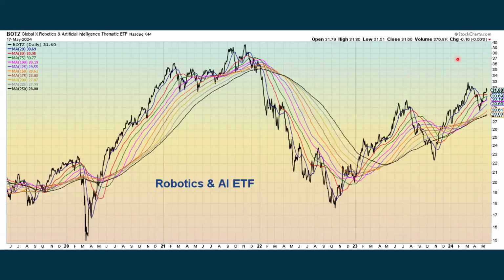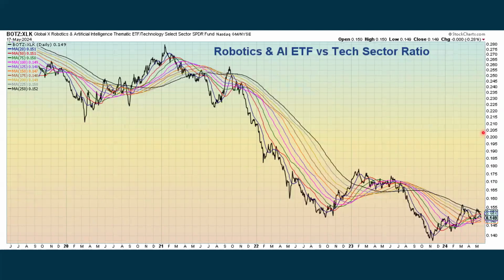Robotics and AI, this has been all the rage now. We're finally seeing some strength over the past week. There's going to be a new version of ChatGPT, and then Google made a big announcement with Gemini, their version of AI, and that's giving some support to this ETF. But when we look at it on a ratio basis, it's actually underperforming the tech sector. Now, it's still positive, but on a relative basis, this is really not showing a lot of strength all by itself.